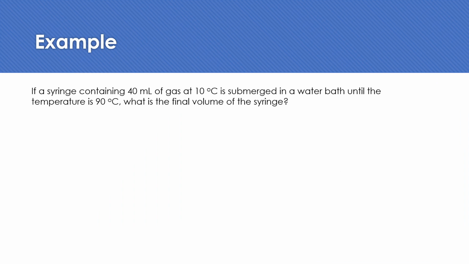So an example of a Charles' law problem. If a syringe containing 40 milliliters of gas at 10 degrees Celsius is submerged in a water bath until the temperature is 90 degrees Celsius, what is the final volume of the syringe? So once again, we know it's a Charles' law problem, so we know we're using this equation. And so we need to identify what variables we have. Well, 40 milliliters, that's our initial volume, and 10 degrees Celsius, that's our initial temperature. So I've found V1, I found T1. And then the other thing I have is T2, and I'm looking for V2.